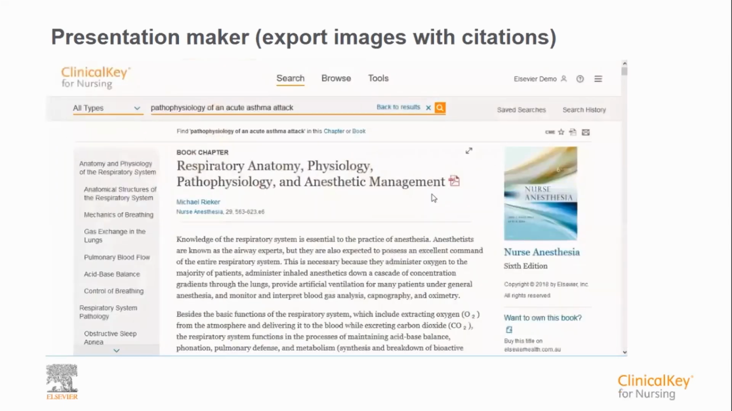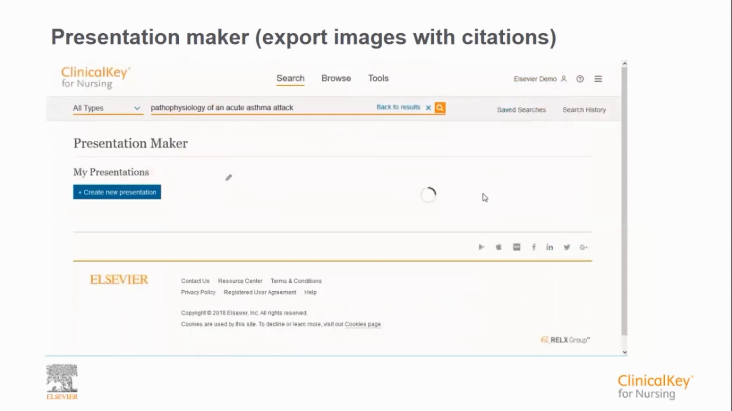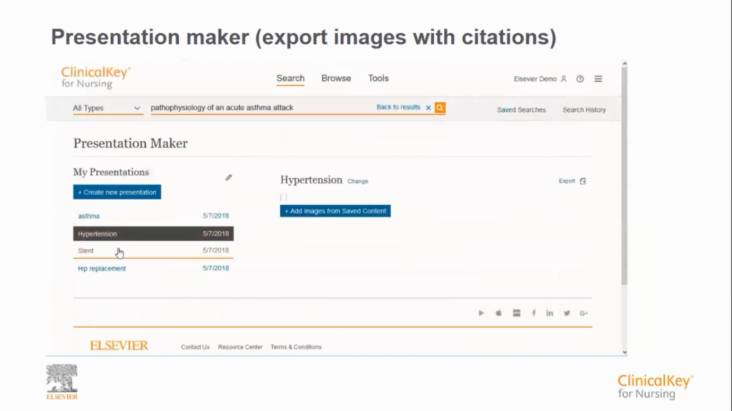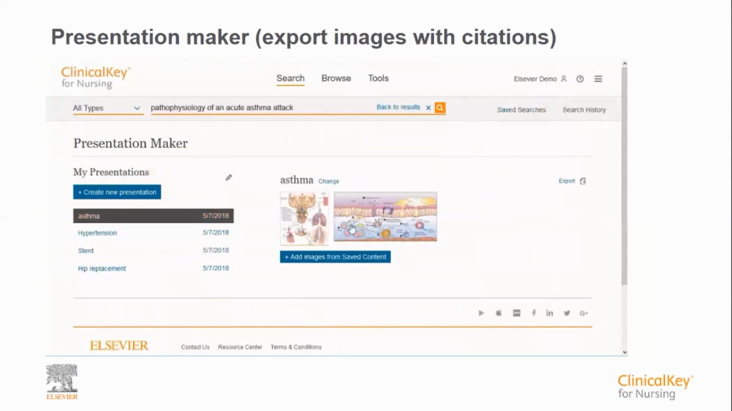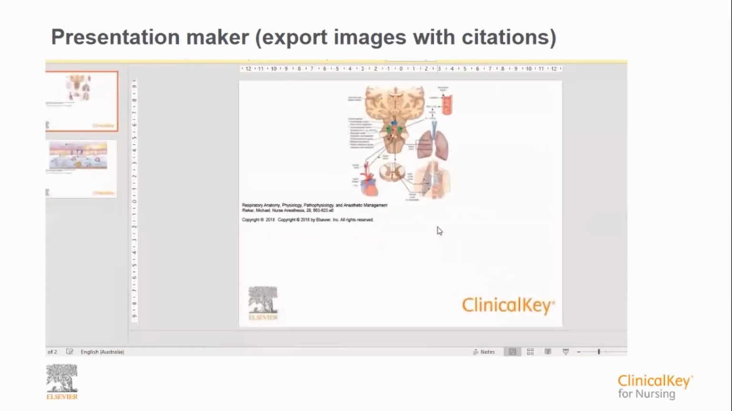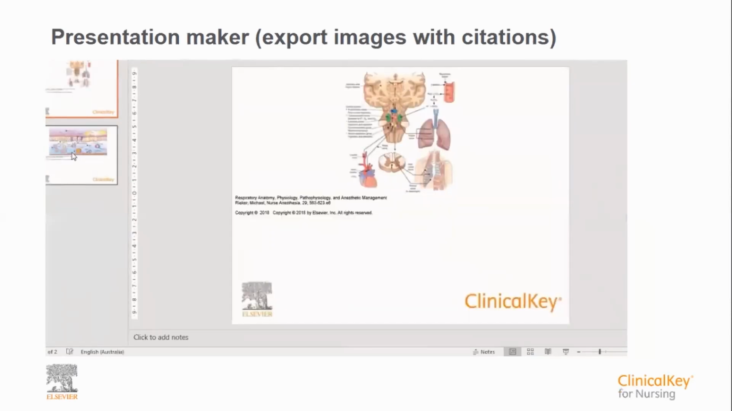When you are ready, you can view all of your presentations by clicking the presentations icon under your name. Here, you will see a list of your presentations and all the images contained within them. To export to PowerPoint, simply click on the Export button, and this will download and open the images in PowerPoint. Once in PowerPoint, images can be resized and copied and pasted into your own presentations.